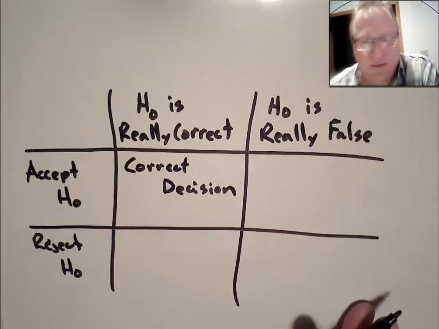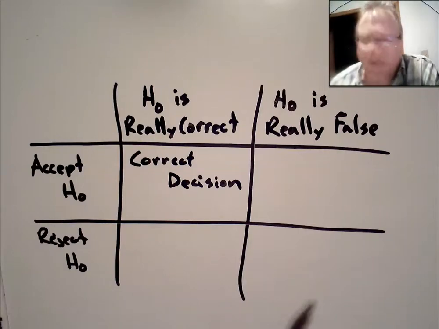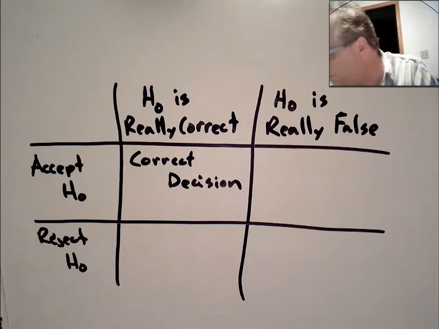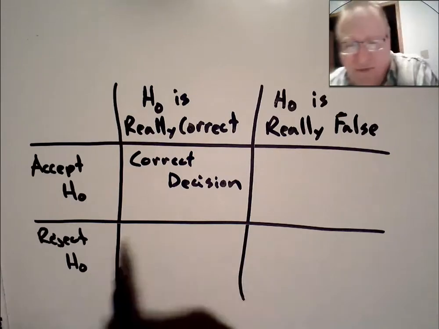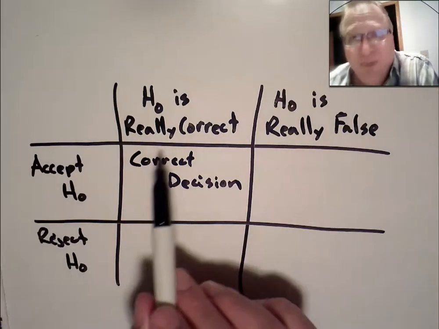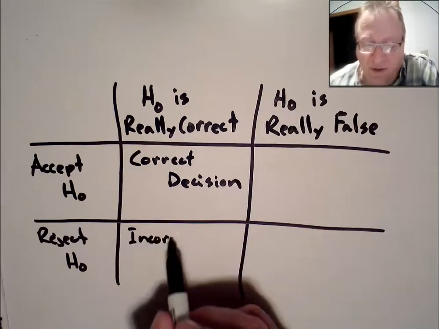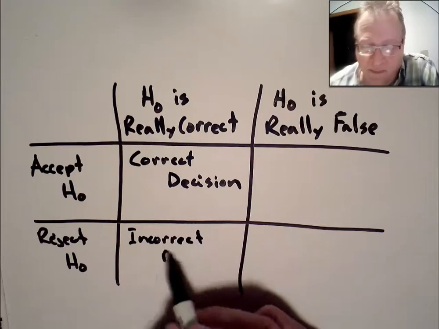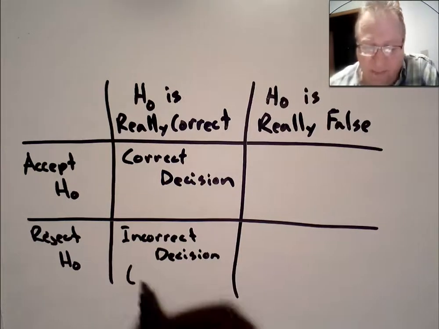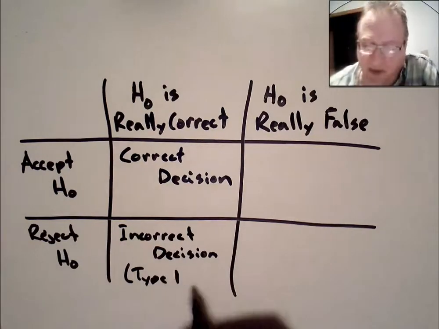Yay us. But you know what? We might not make the right decision because statistics aren't perfect. There's variability when you're drawing a sample from the population. And if we reject the null hypothesis when truthfully, really, yes, it was correct, we've made the incorrect decision. And doing so has a name. We say we've made a type 1 error.